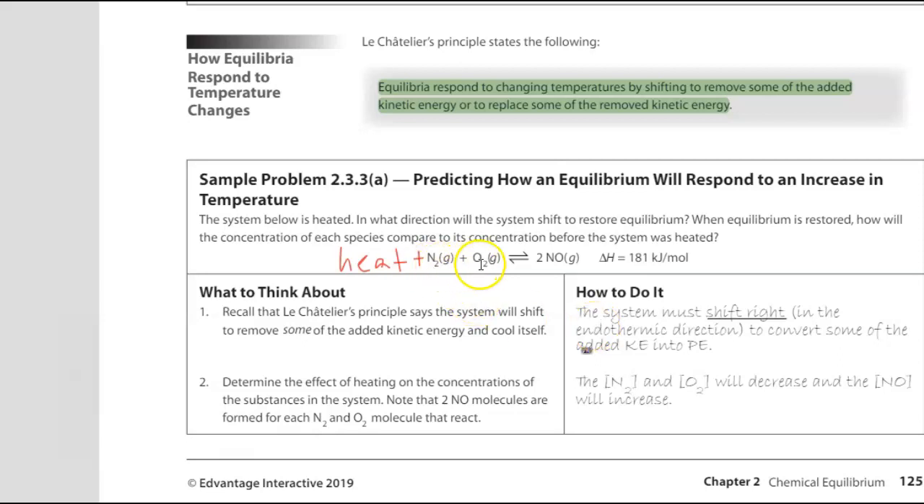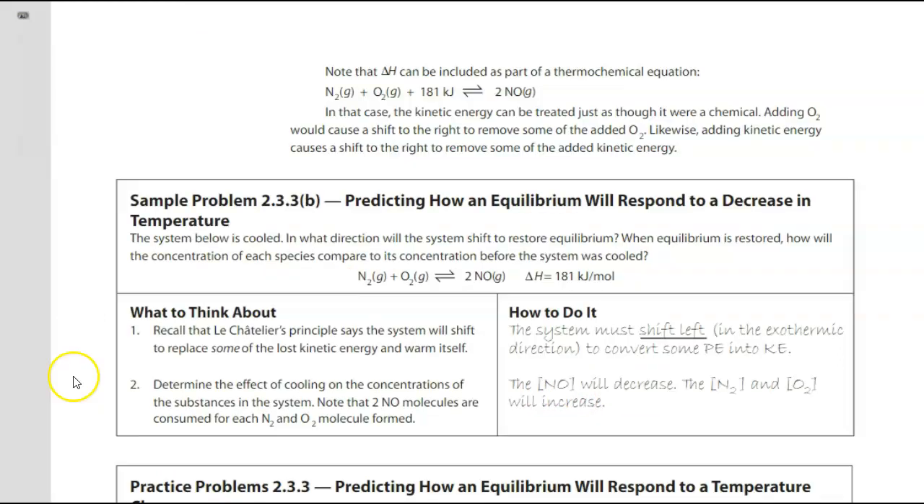Meanwhile, if this system is shifting to the right, we would expect to see the two reactant concentrations, N2 and O2, drop, and the product concentration increase. I've flipped my page, looking at sample problem 233b here. We've got an equilibrium system between nitrogen gas, oxygen gas, and nitrogen monoxide gas.